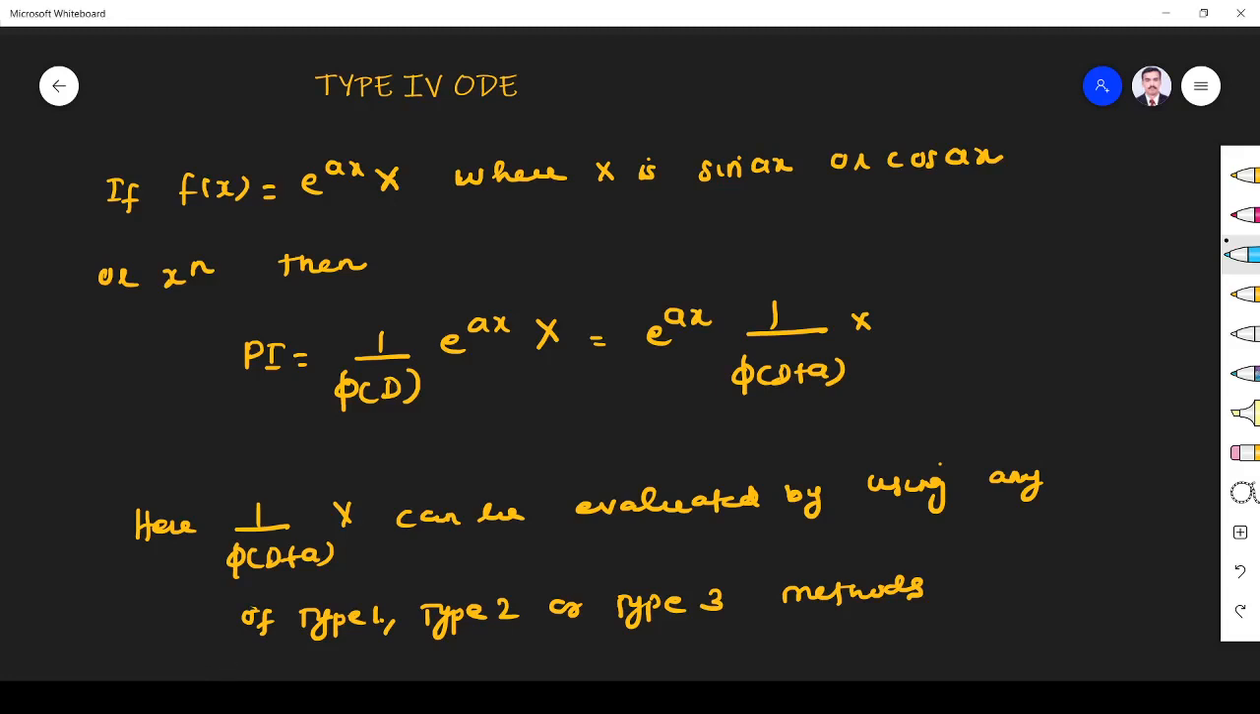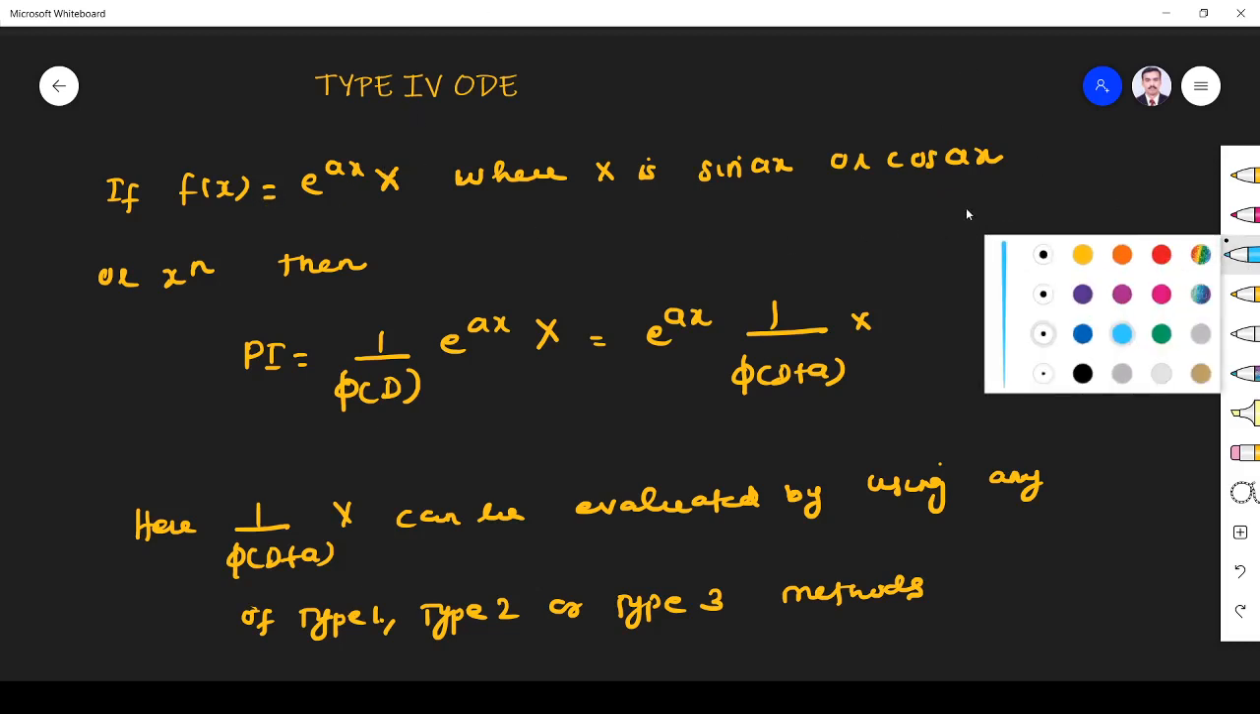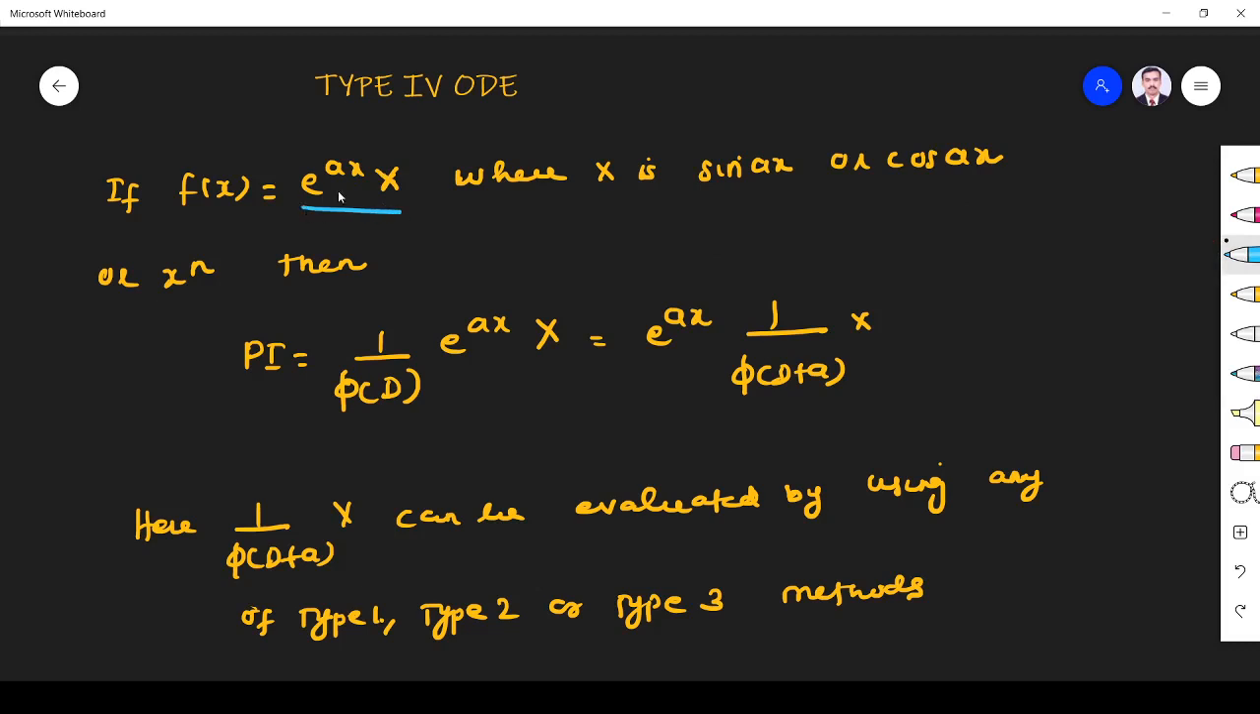Hi friends, in this video we see type 4 and type 5 ordinary differential equations. Here type 4 is very simple only. Let us see what is the form of type 4 ordinary differential equation. Here f of x will be in the form of e power ax. So what is f of x?